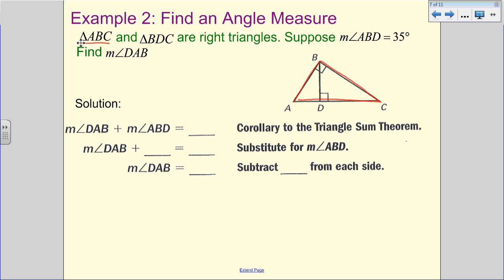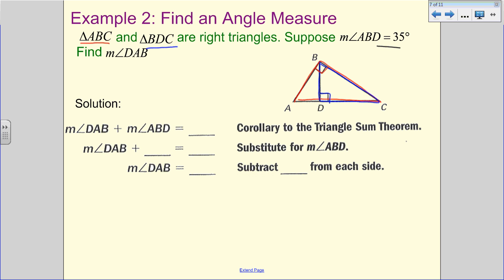And angle BDC, BDC are right triangles. So we know that this is a right triangle here, this symbol gives it away. We know this is a right triangle, this symbol gives it away. So let's assume that angle ABD is 35 degrees.